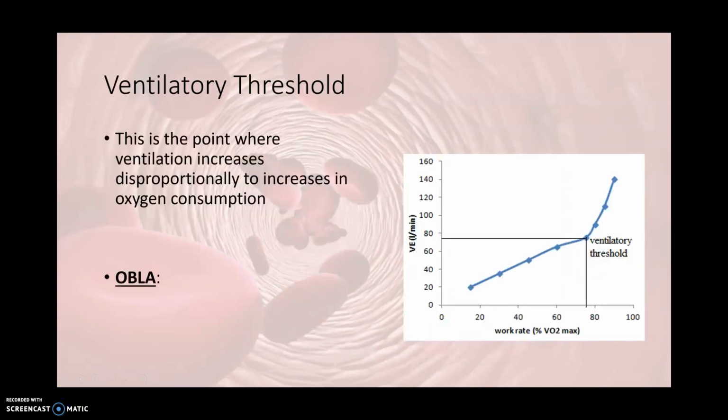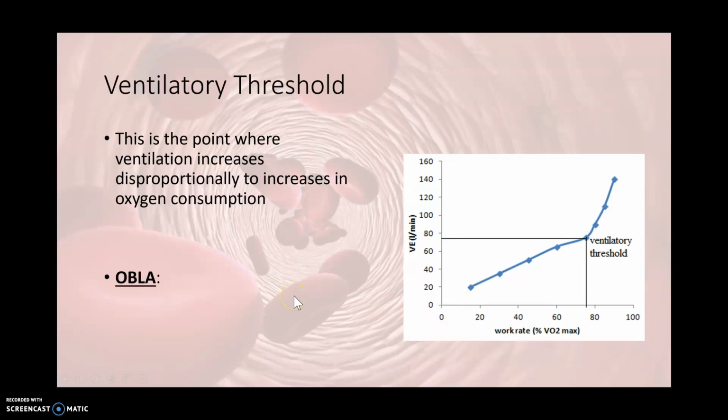Okay, next we're going to talk about our ventilatory threshold. What that means is this is the point where ventilation increases disproportionately to increases in oxygen consumption, right? So down here we see an increase in ventilation proportionate to oxygen consumption at that point, but our ventilatory threshold is right here, where our ventilation increases dramatically without the same relative increase in oxygen consumption.